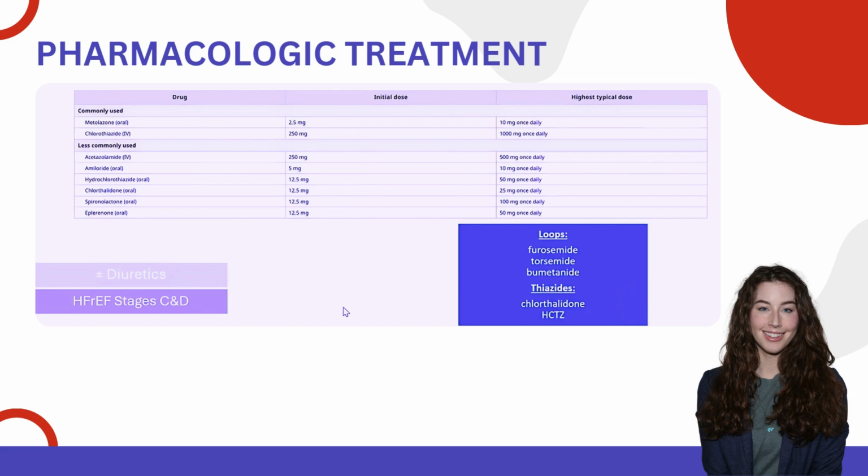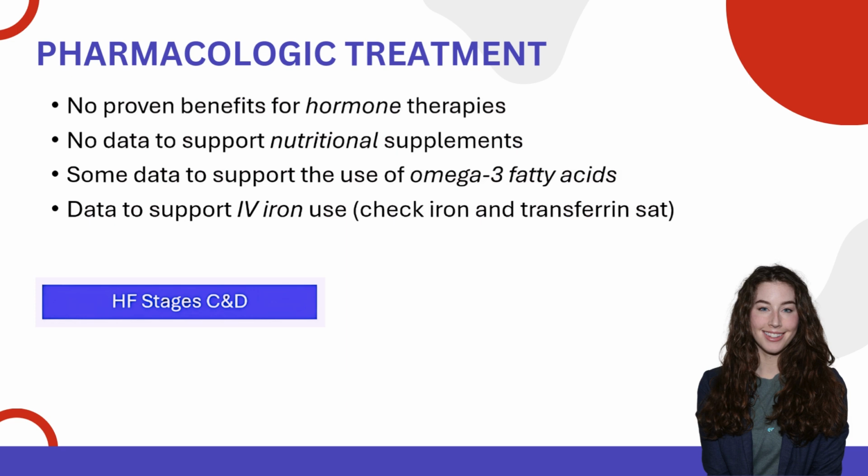Thiazide diuretics, so hydrochlorothiazide, HCTZ, or chlorthalidone, are an addition for patients who do not respond to moderate or high dose loop diuretics, and it can help minimize electrolyte abnormalities. So just further medication treatments that you can do.